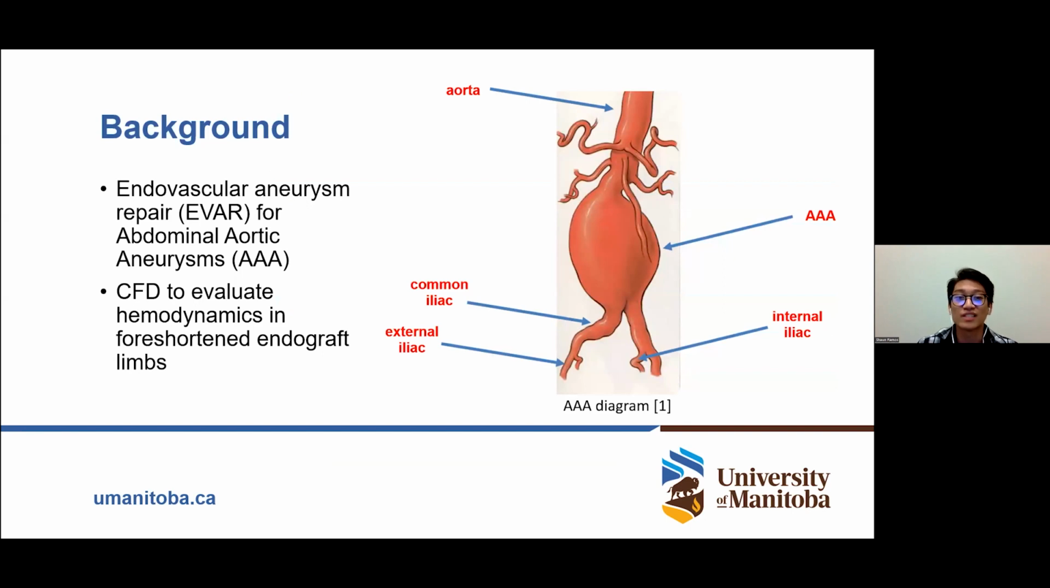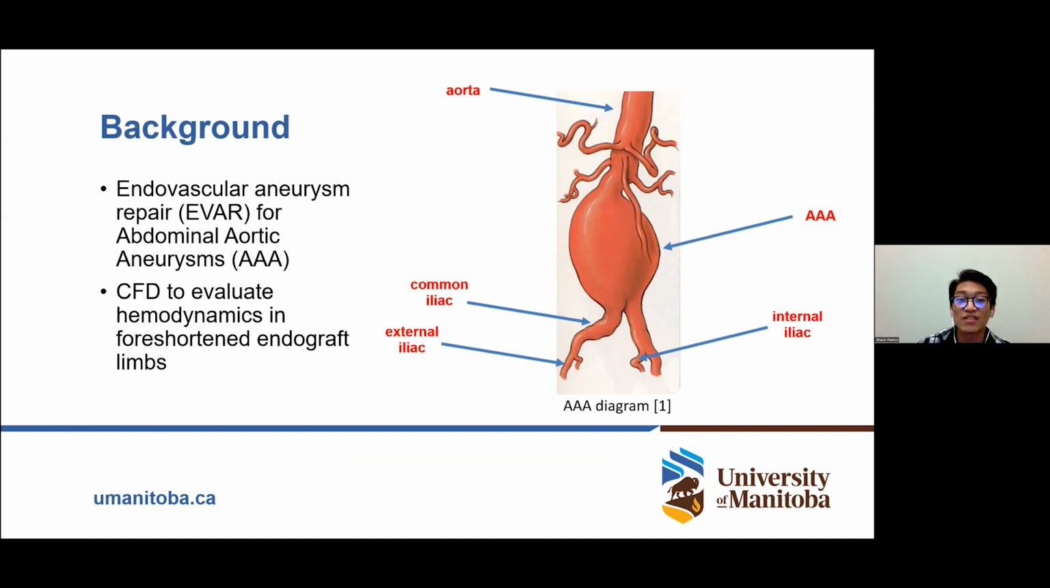Abdominal aortic aneurysms, or AAA, is a condition where the aorta becomes enlarged due to risk factors such as smoking and genetics. Endovascular repair, also known as EVAR, is the current preferred method to repair AAAs as it is less invasive than open surgery. Endografts are devices used for EVAR and are typically stent graft systems. The figure on the right shows an enlarged aorta, also known as a AAA, as well as other arteries which endovascular repair devices attach to.